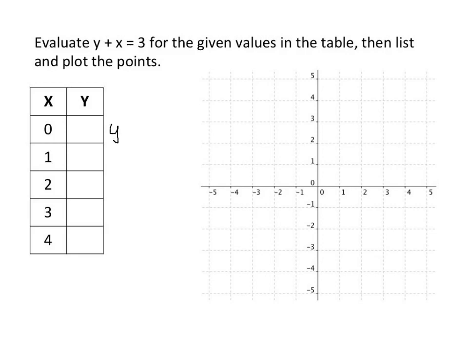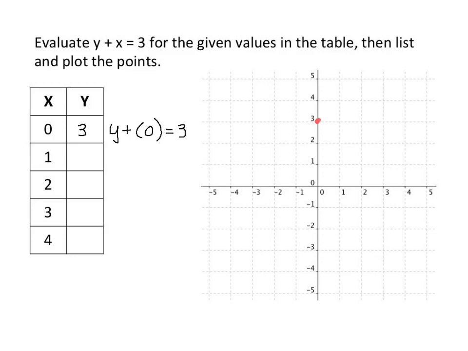I'm still evaluating x, and the first point tells me to evaluate with 0. So literally I'm going to have y plus 0 equals 3, or in other words, I'm simply going to get that y equals 3. So my first ordered pair then is x is 0, y is 3. So I'm going to move left or right 0 and up 3. So here's our first point.